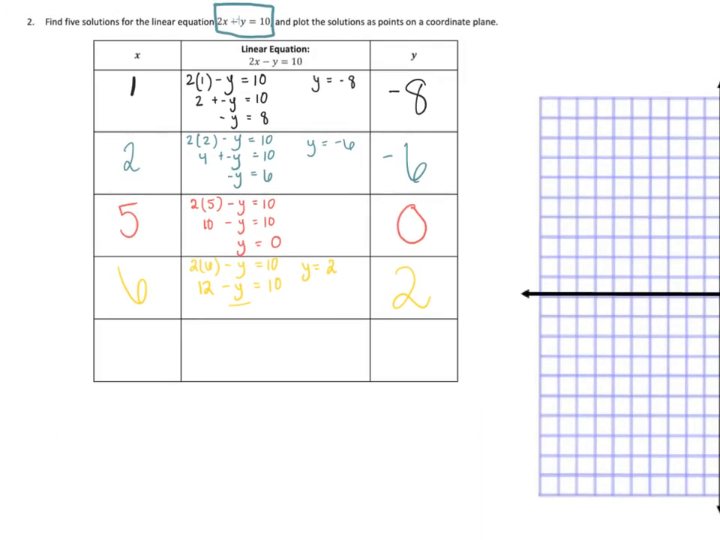And we have to find one more value here. I don't care what you use. I'm just going to go ahead and skip to 10. Don't know why I just chose 10.